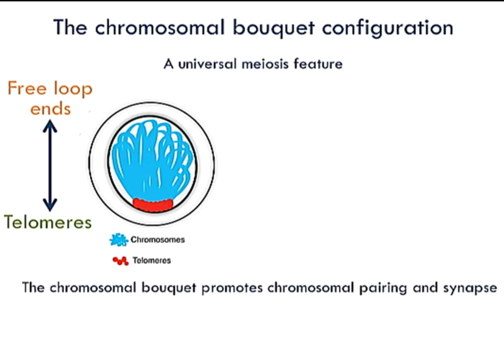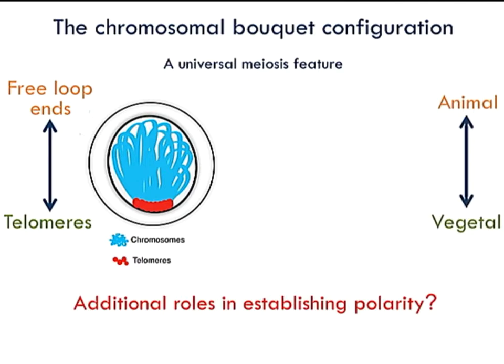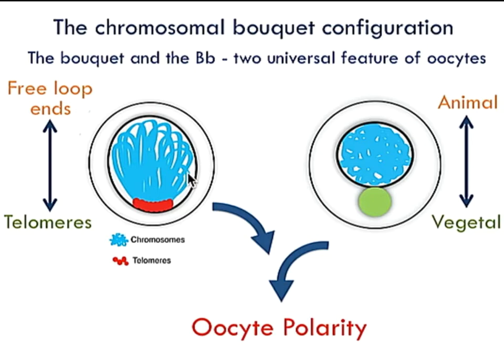However, we hypothesize that it might be playing additional roles in establishing cellular polarity, where the animal-vegetal axis of the oocyte might be aligned to the nuclear axis of the bouquet. And indeed, I'll show you today that the Balbiani body and the chromosomal bouquet, two universal features in oocytes, are linked on the pathway to oocyte polarity.